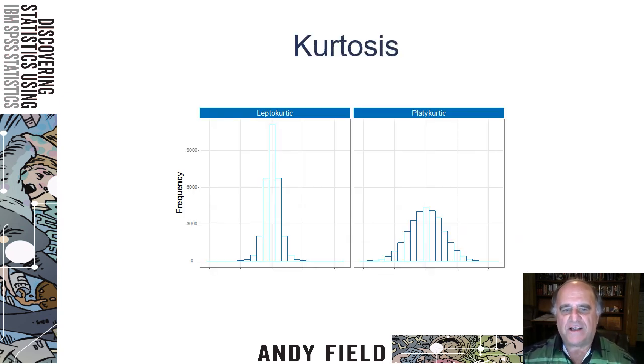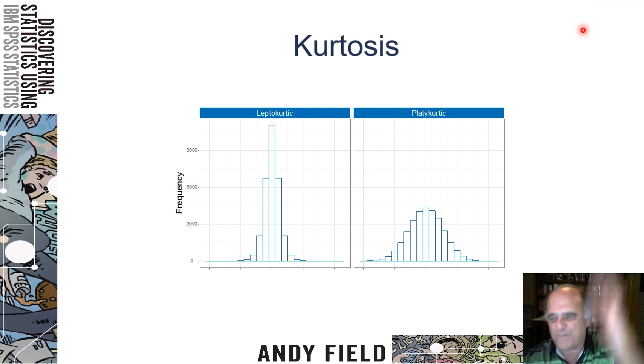And you can see also, we call it leptokurtic and platykurtic. So again, platykurtic would be kurtosis that's flattened, and leptokurtic would be kurtosis that's much more pointed.